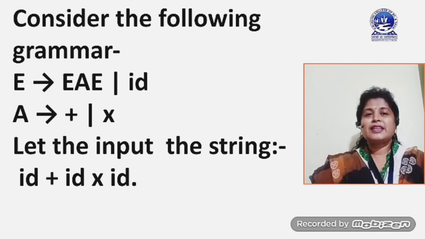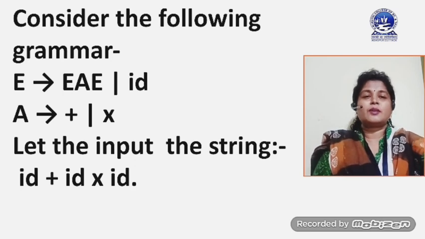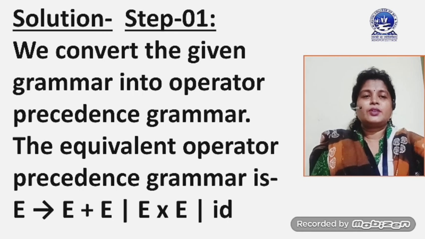Now we will take one example and we will parse by using operator precedence grammar. Let the grammar be E → EAE | id, A → + | *. Let the input string be id + id * id. Now we will parse id + id * id, the given input string, by implementing all the rules of operator precedence parsing. Let's start. In the first step we convert the given grammar into operator precedence grammar, and the equivalent operator precedence grammar is E → E + E | E * E | id.